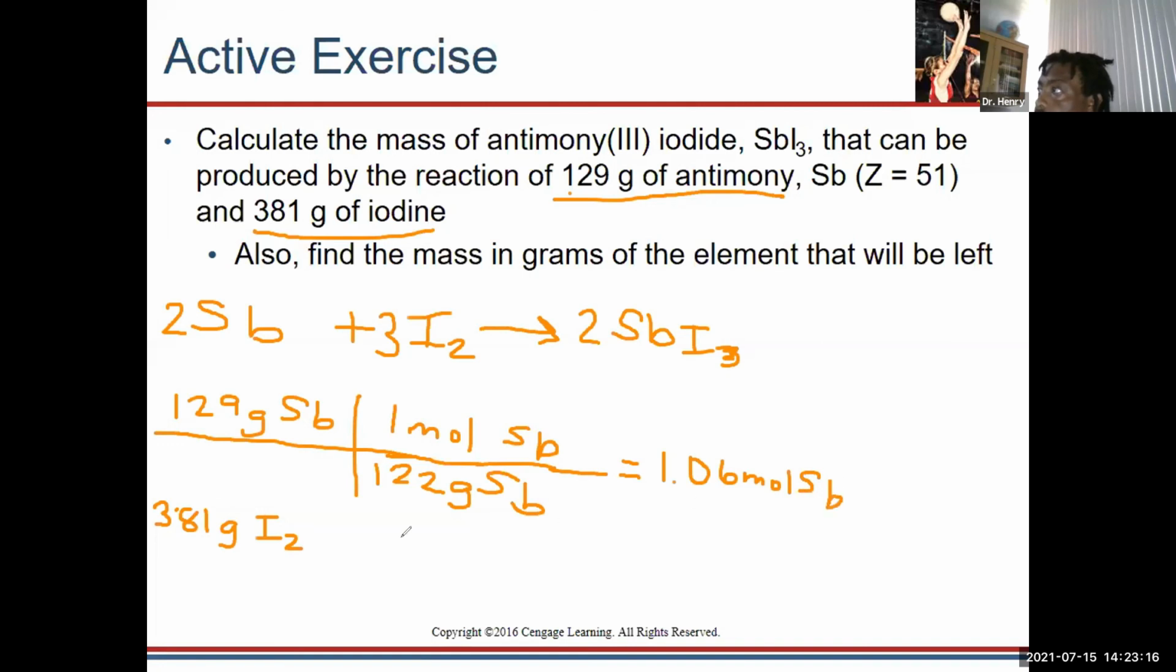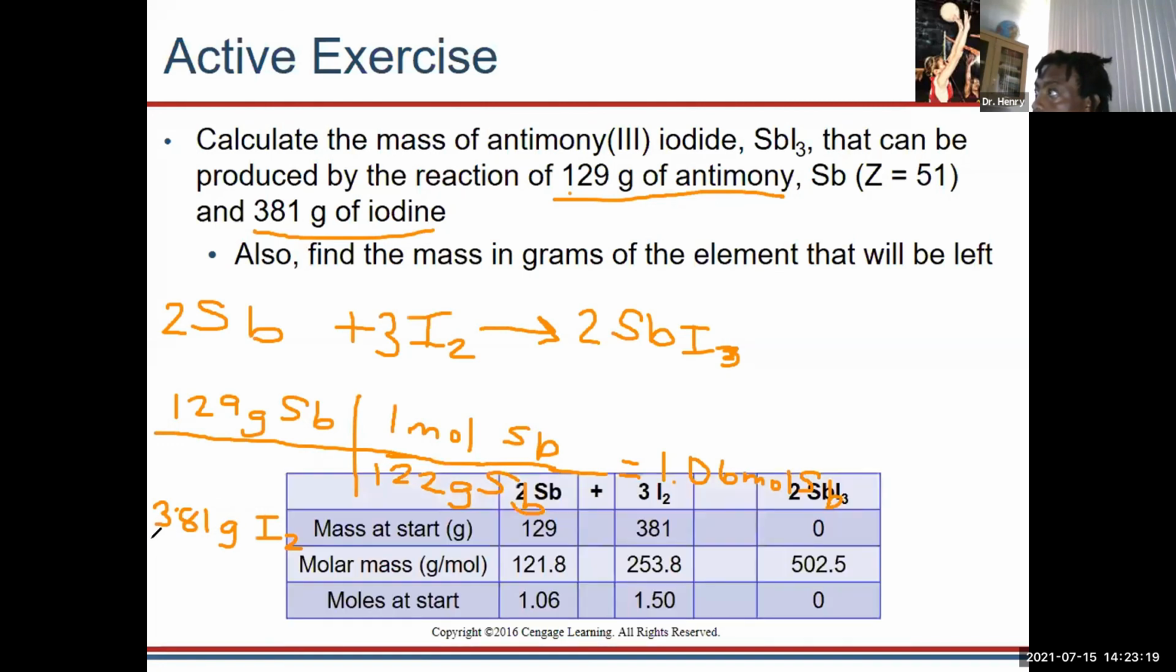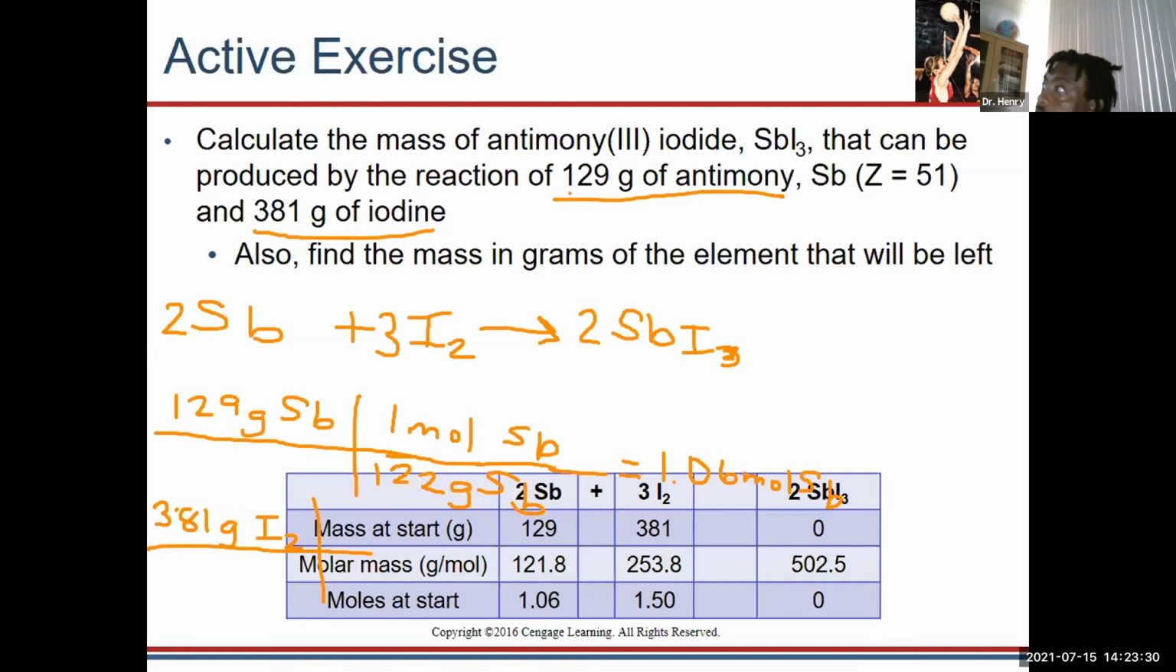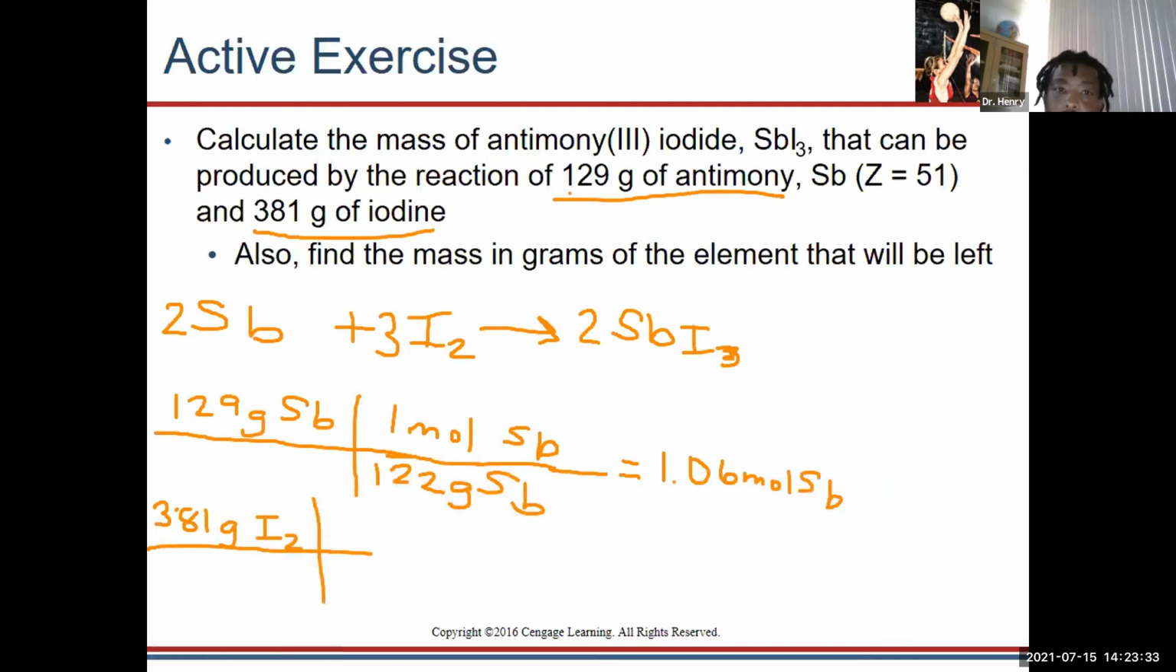Now, iodine. Okay, so it's 127, but there's 2 of them. Times 2, right? So 127 times 2 is 254 grams per 1 mole.